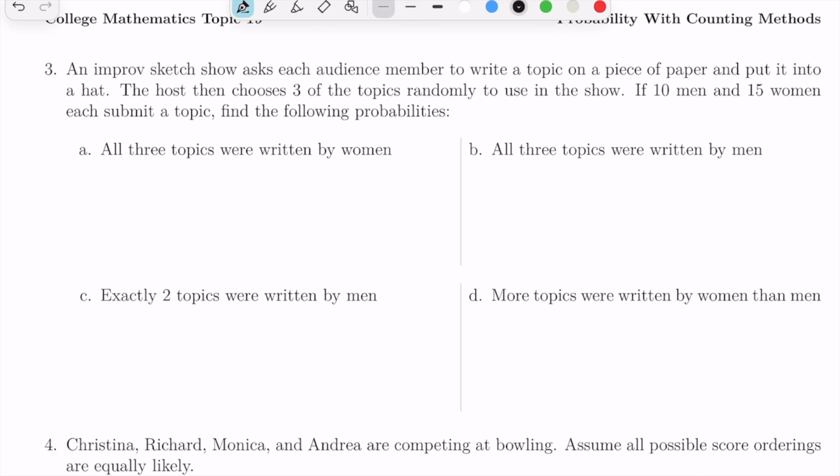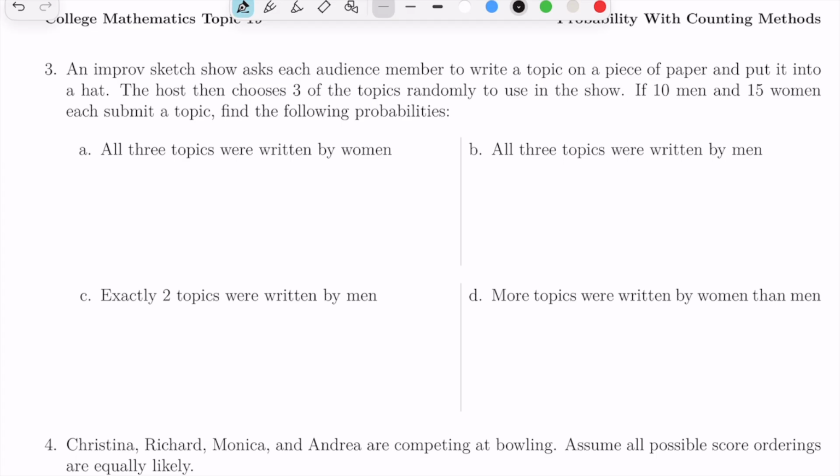An improv sketch show asks each audience member to write a topic on a piece of paper and put it into a hat. The host then chooses 3 of the topics randomly to use for the show. Okay. If 10 men and 15 women each submit a topic, find the following probabilities.